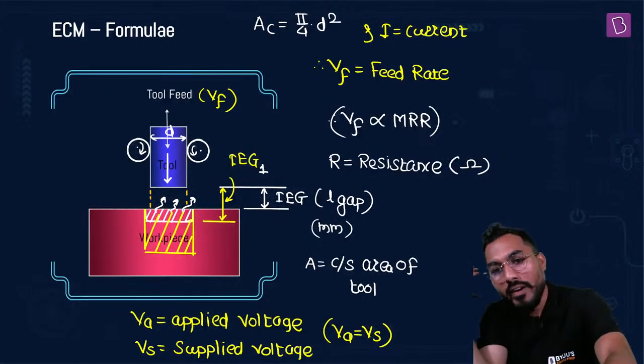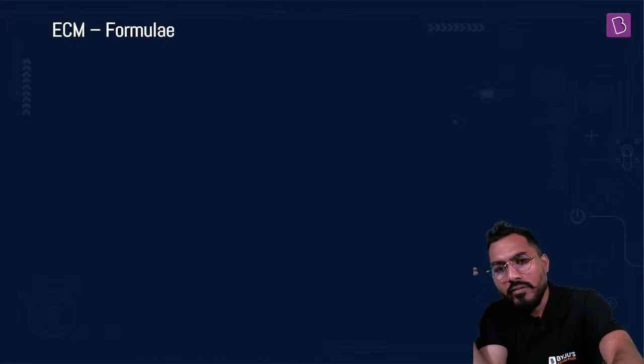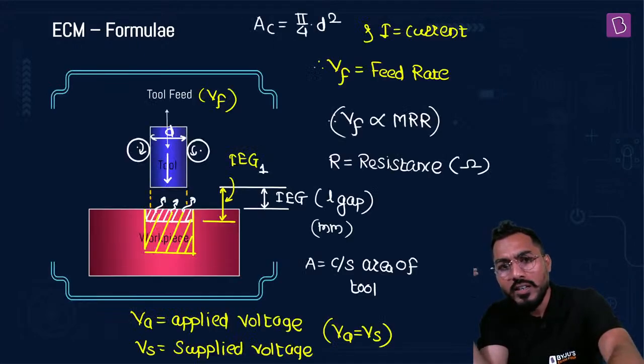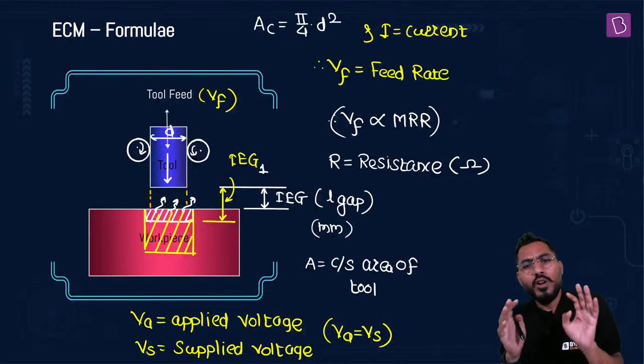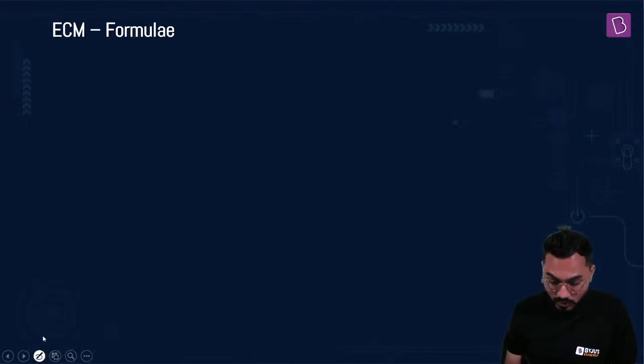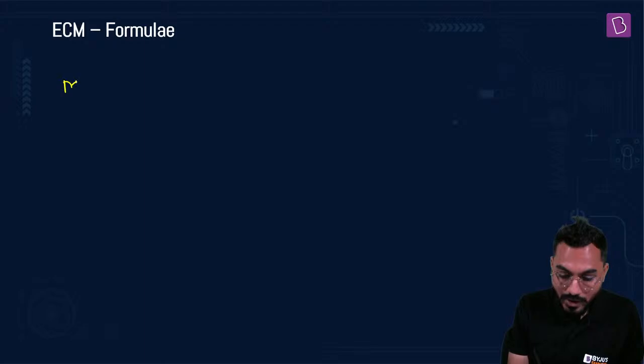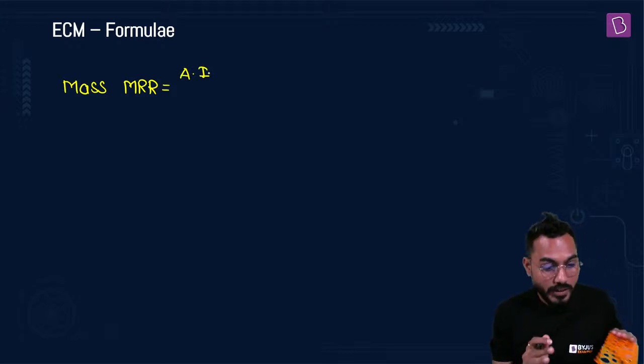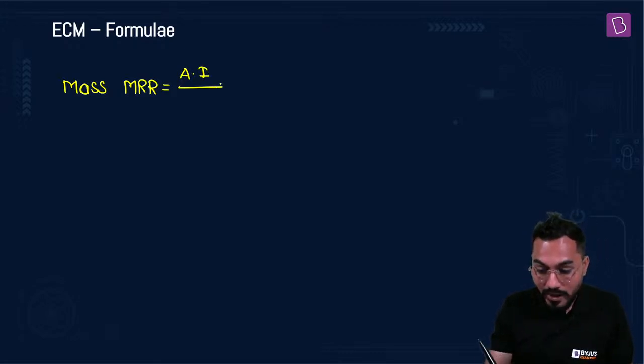Okay, fine. Now what do you think, when the question comes in the GATE examination, is it like that simple terminology and simple statements will be given, calculate material removal rate? That means we have understood that MRR, that is mass material removal rate, is exactly equal to A into I divided by Z into F. A into I divided by Z into F.